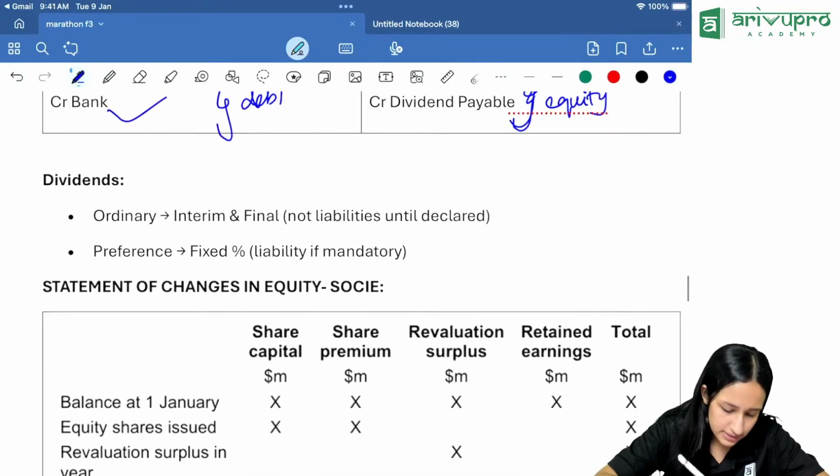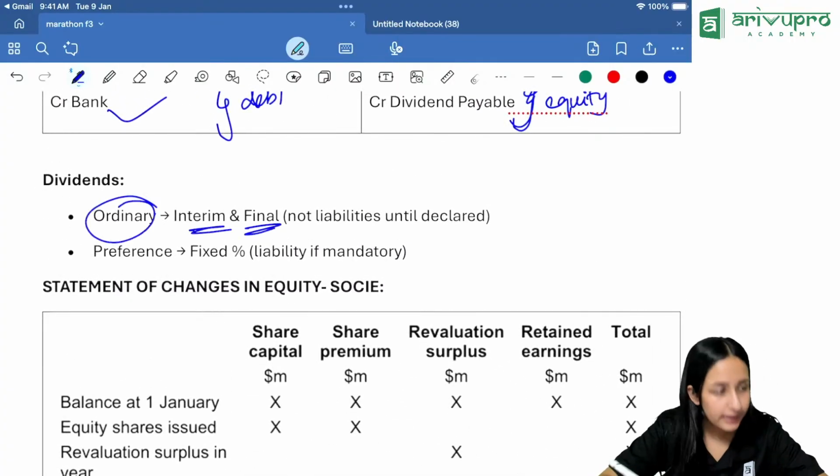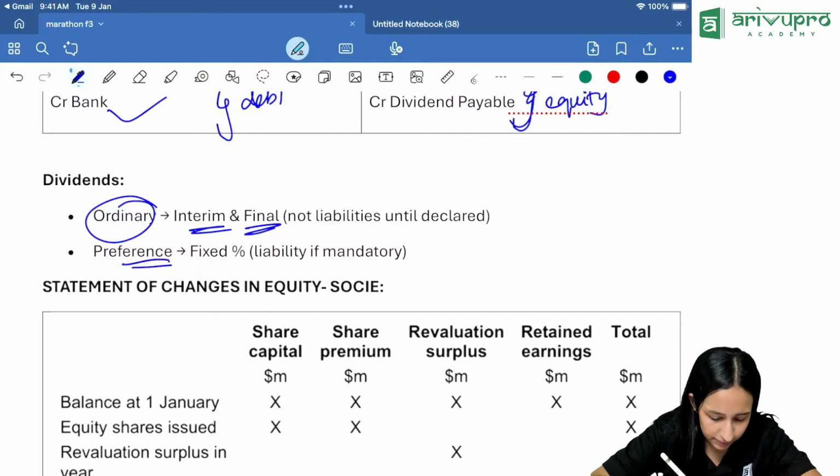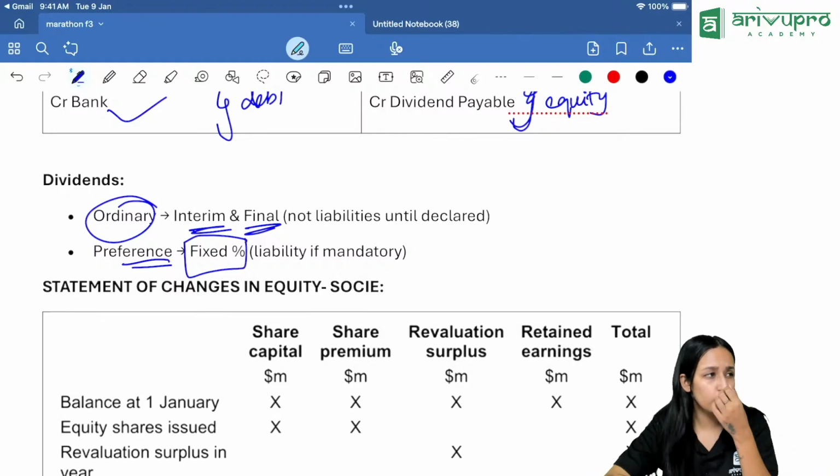Now dividends. If it is an ordinary one, we can give it twice. One is the interim dividend, one is the final dividend. But if it is preference shares that we are talking about, we'll have to pay a fixed percentage. It's mandatory.